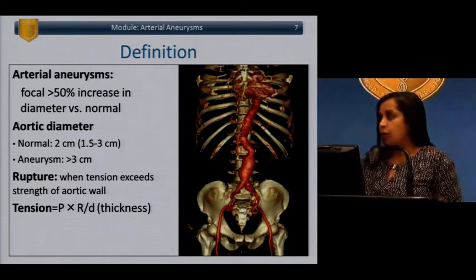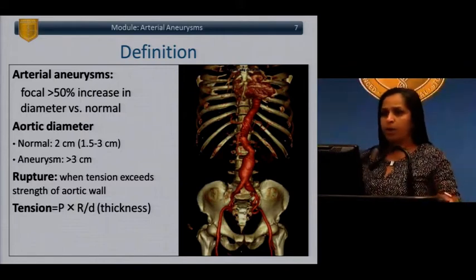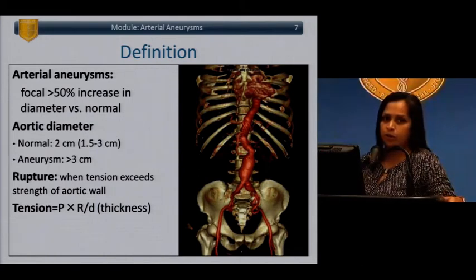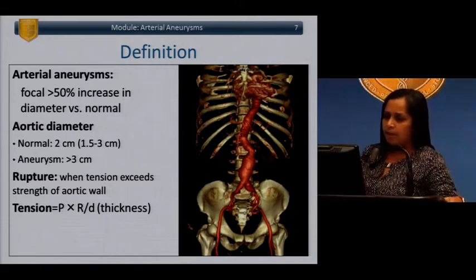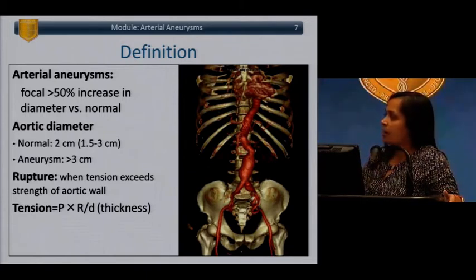The big issue with aortic aneurysms is rupture, and one of the important pathophysiologic equations to remember just for the purposes of the boards, although we know now that this is a much more complicated process than just wall tension, is that wall tension is related to the pressure as well as the radius of the aorta and the wall thickness.